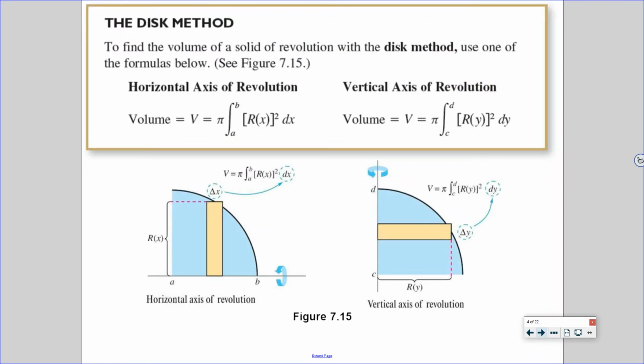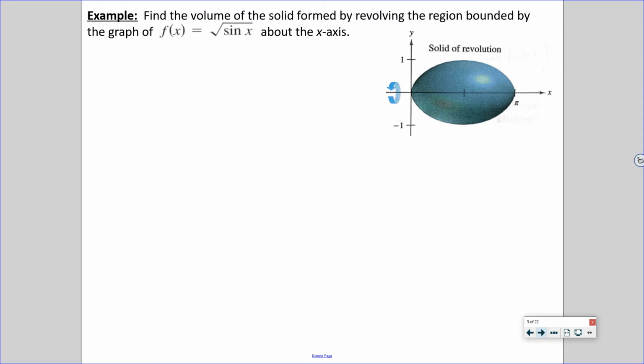Okay. And then again, where this formula comes from, here's the area of the disk times dx. We're making it three-dimensional times the width. And then we're just summing up all of the disks in between A and B by using integrals. That would suck to have to do these with limits. Okay, let's try one.